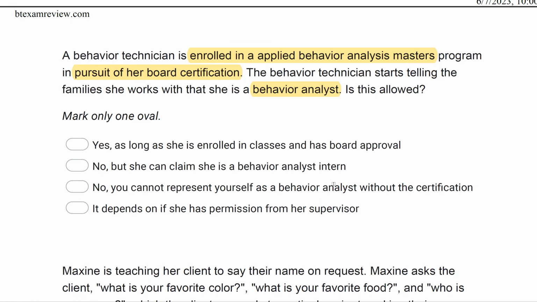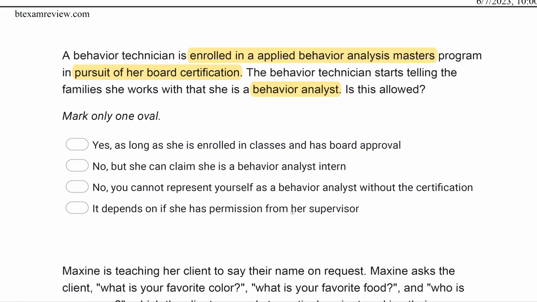Yes. Now, again, we're viewing behavior analyst this way because this is a test question, and in the view that she's telling people, I'm a BCBA, essentially, right? Now, it's a little muddier if you're just saying I'm a behavior analyst and not claiming to be board certified. But even then, that's very close to misrepresenting yourself, and I would consider that misrepresenting yourself as a whole. So you really can't represent yourself as that at all. You're still a technician until you're not.